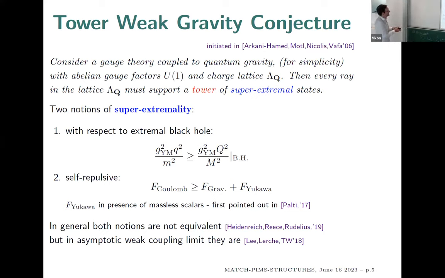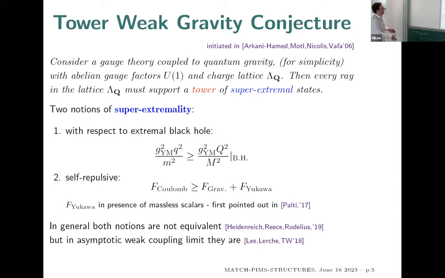And this would mean that for these particles, gravity, or more precisely, gravity plus Yukawa, so everything that is attractive, should be weaker than the repulsive force from the gauge sector. And this was said to be the slogan: gravity should be the weakest force acting on those particles.